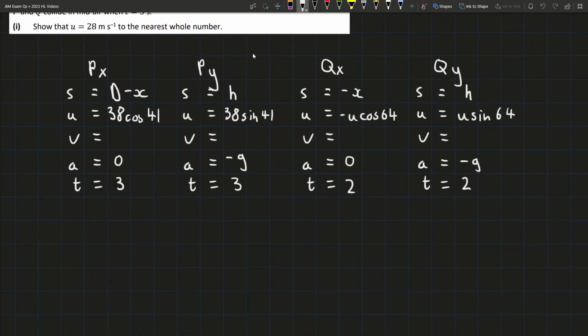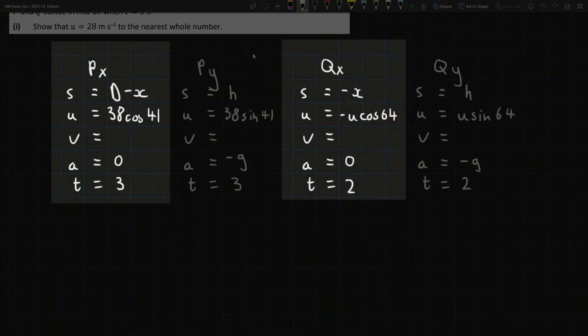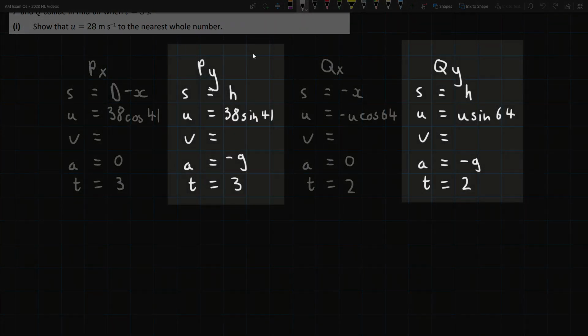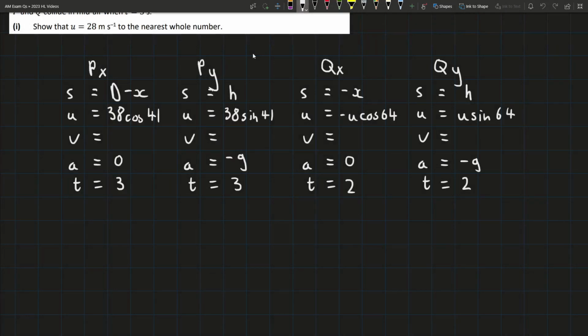If we have a look at our equations, in the x equations we have d, we have x, and we have u. That's 3 unknowns, but only 2 equations, so that's not really going to work. If we look at the y ones, however, we have h and we have u. So we have 2 unknowns and 2 equations, and we can work with that. So we'll start off with P in the y direction.